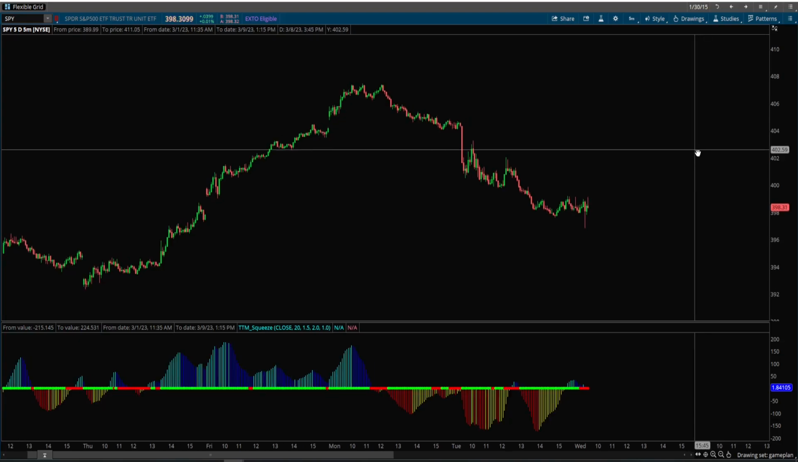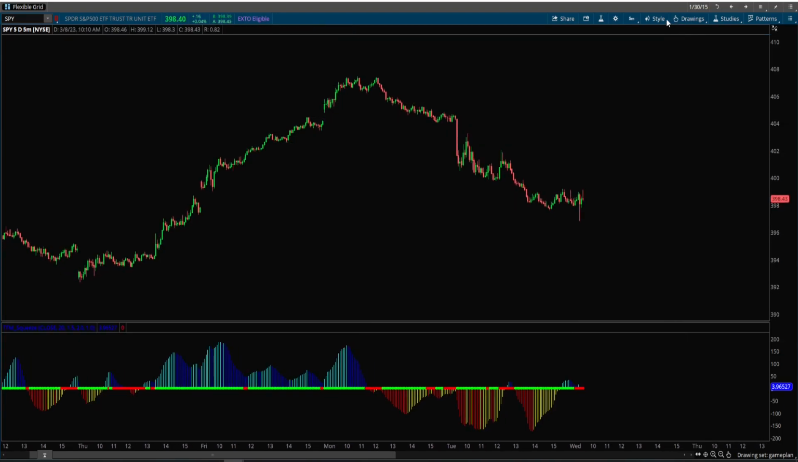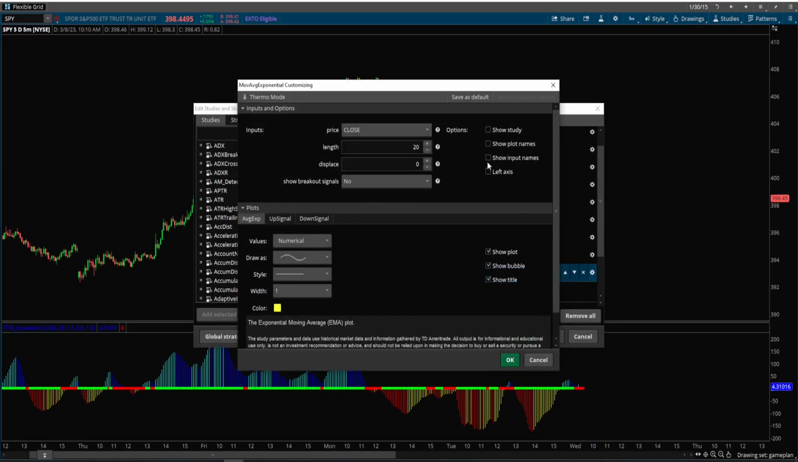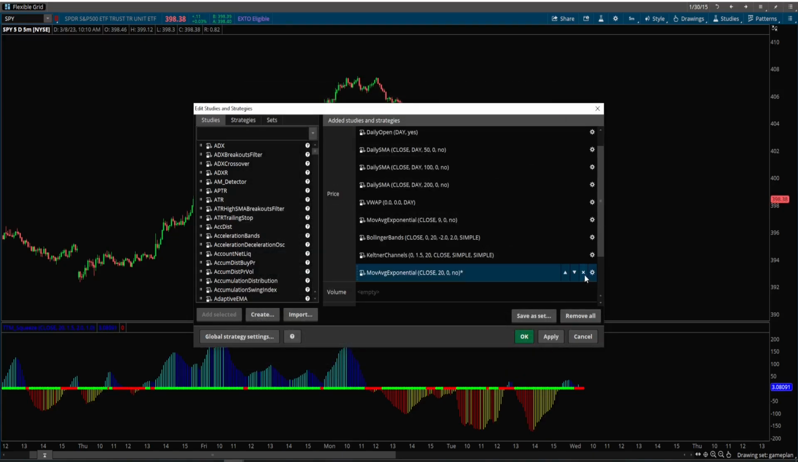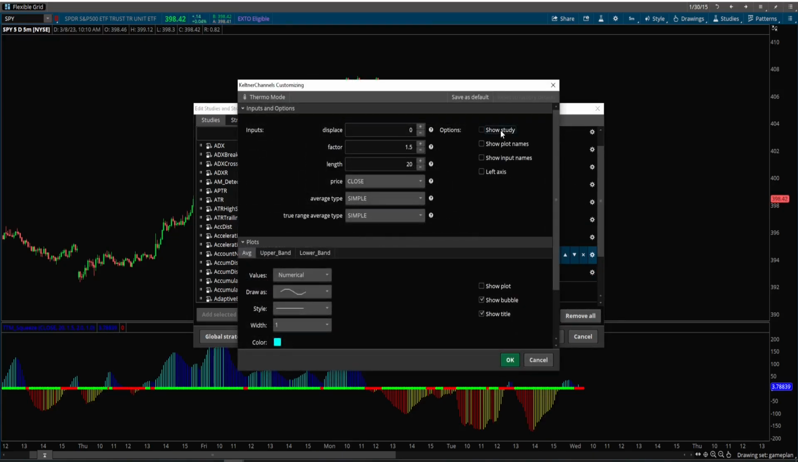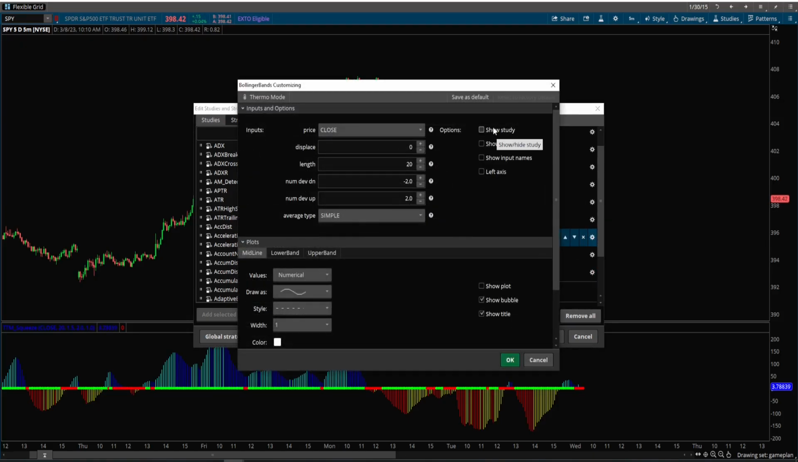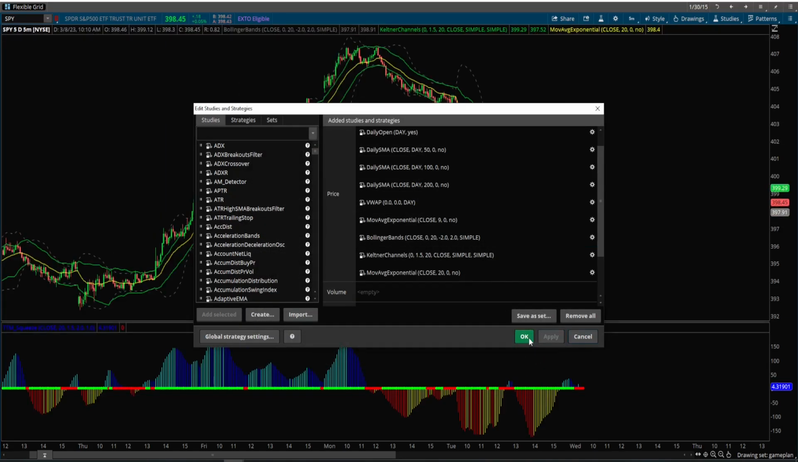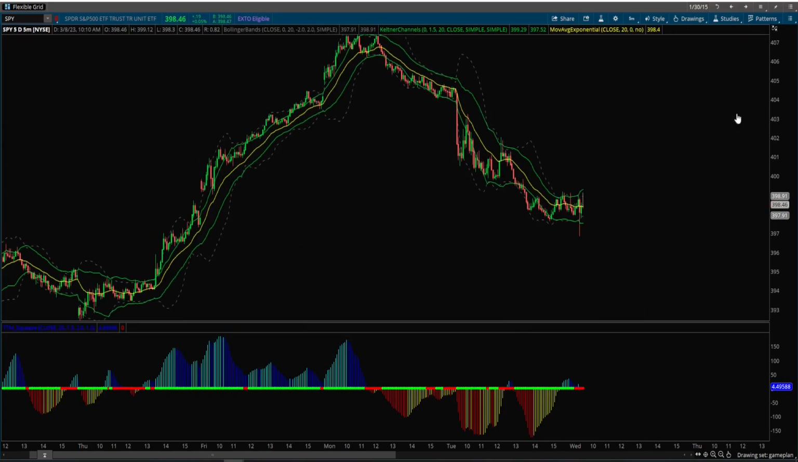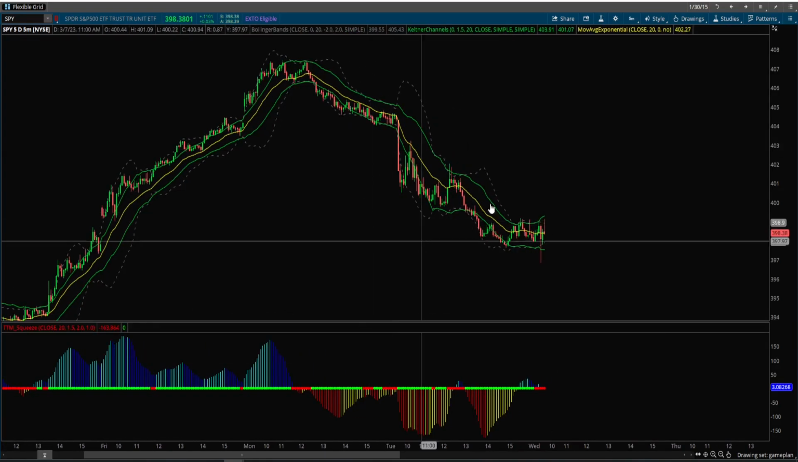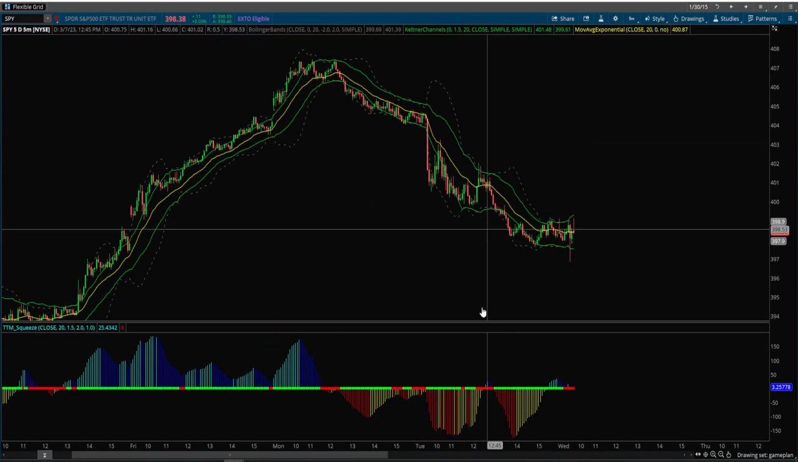So, what is a squeeze? First of all, we need to turn on some studies so we can really see what's going on here. We're going to turn on a 20 exponential moving average, some Keltner channels, and some Bollinger Bands. So here we have it. This is basically the technicals that go into making a squeeze.